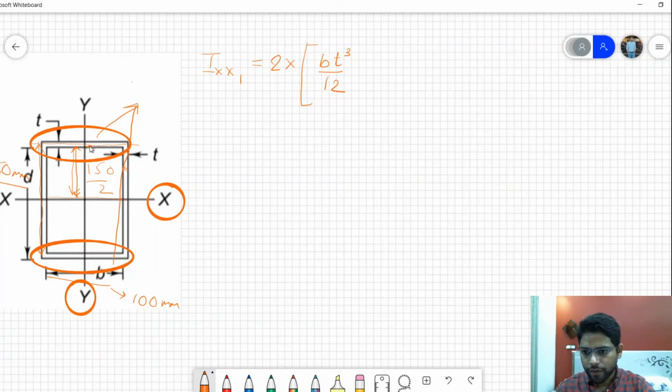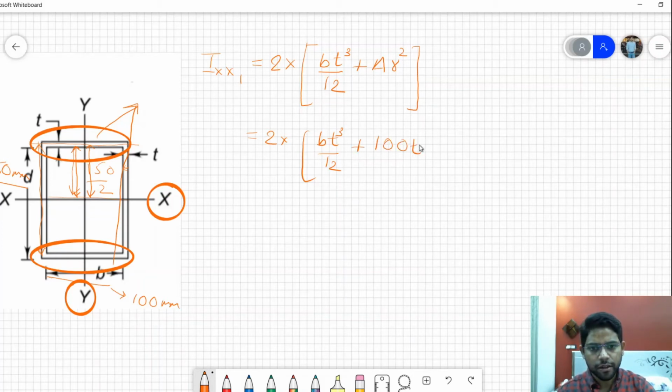For that, we need to know the perpendicular distance between these two axes, which is equal to 75, plus the area of the weld multiplied by r square, where r is the distance between the centroidal axis of this weld and the x-axis. So this will be equal to 2 times B T cube upon 12 plus A, which is 100 times T, multiplied by 75 square. Okay, so this is your second moment of area for the first and second weld.